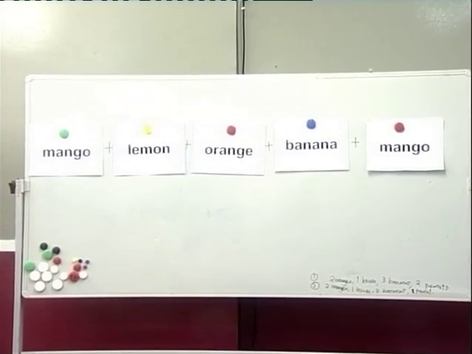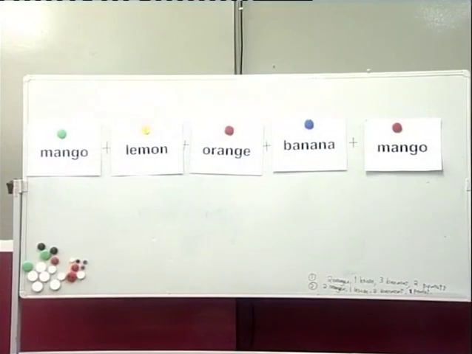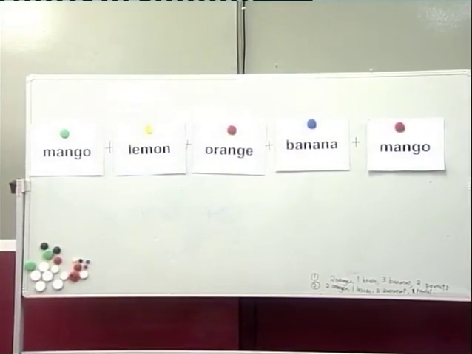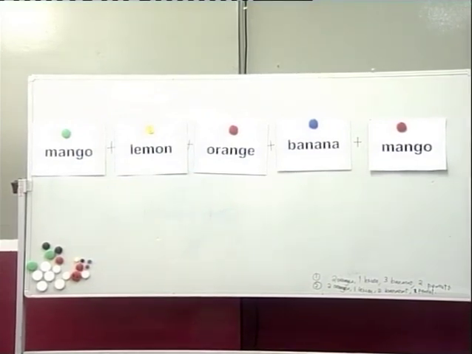I'd like someone to come up and use pronumerals to rewrite this number sentence, but this time you use letters or pronumerals. We have mango, lemon, orange, banana, and mango again. Who's ready? What are you going to use? You are going to use pronumerals, letters, and write the number sentence.